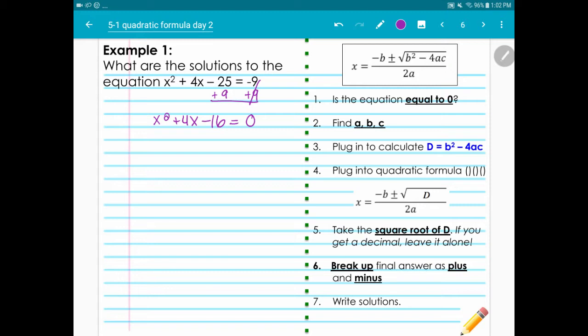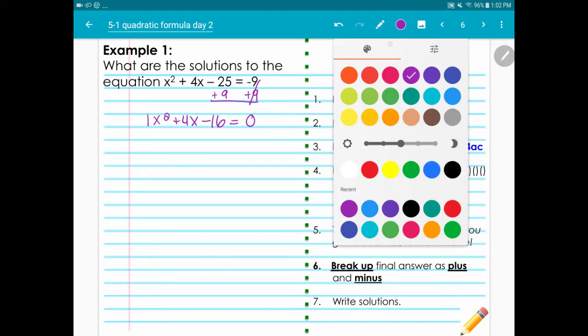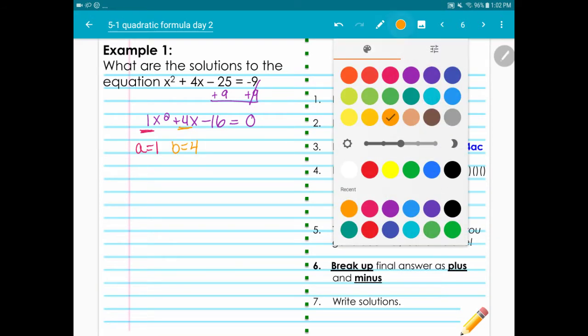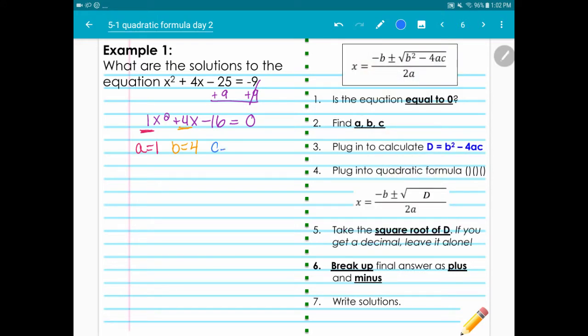Good. Now we need to identify the a, b, and c. There's an invisible number in front of here. So that means my a is 1. My b is 4. And my c is negative 16.